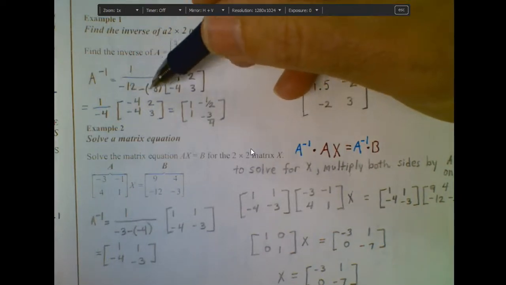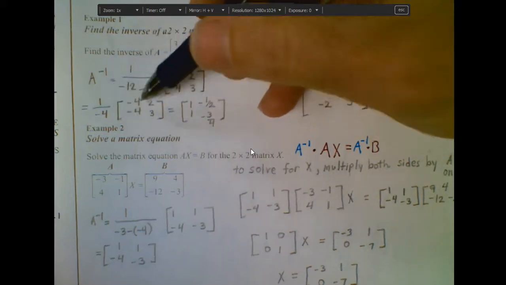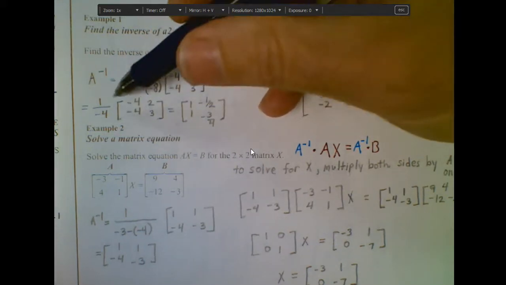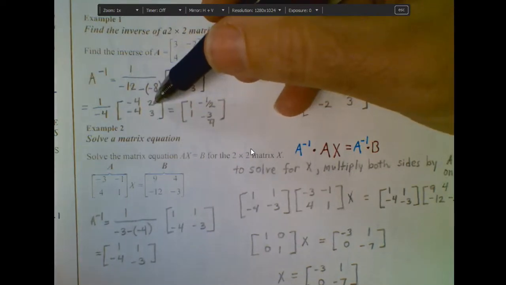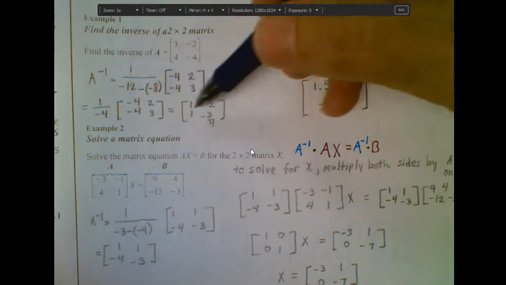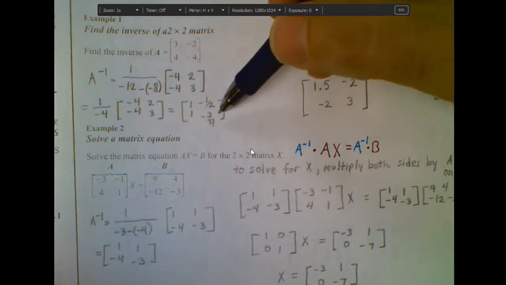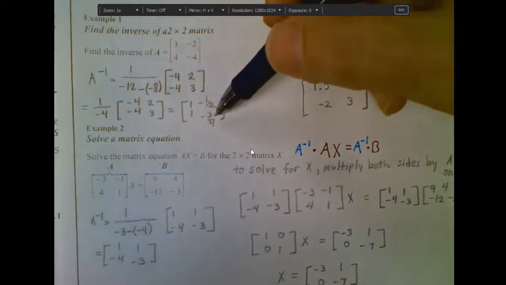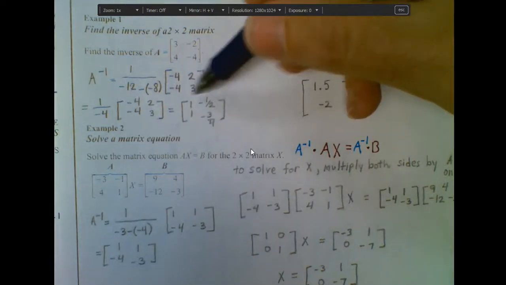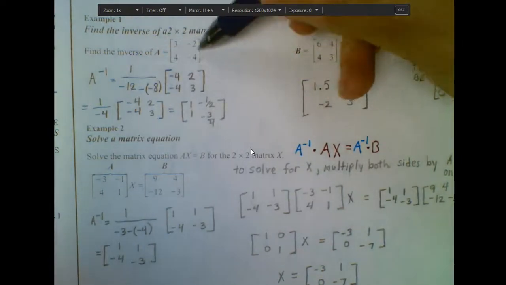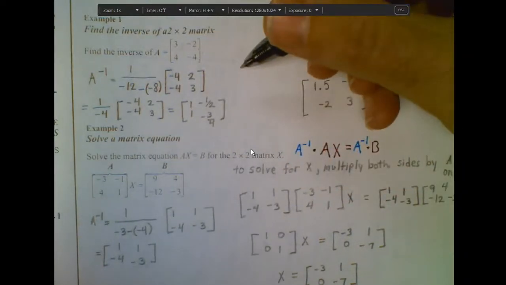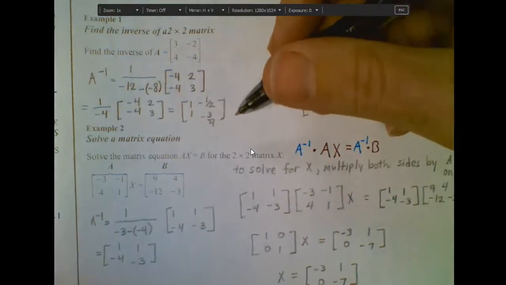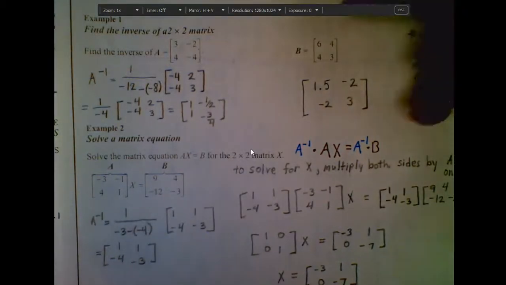A little cleanup on this, and I get 1 over -4. All right, that's my 1 over my determinant. Here's the altered matrix. So if I distribute -1/4 to all of those numbers, I get this, and this is now my inverse matrix. So if I were to multiply my inverse times the original, I would get the identity matrix that we discussed up above. And so that's just how this process works, and that's kind of the main idea for today.